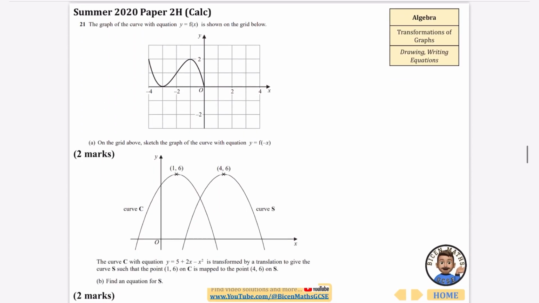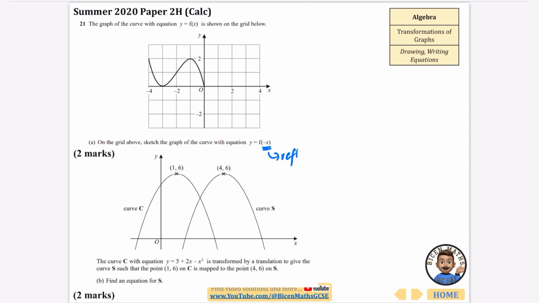Okay, on to the summer 2020 paper. It says the graph of the curve with equation y equals f of x is shown on the grid below. On the grid above, sketch the graph of the curve with equation y equals f of minus x. So again, it's that same thing of talking about it being a reflection in the y-axis. In other words, all of the x coordinates are negating. So this point here is going to move to here, so we can tell it's going to start doing that kind of journey. It's then going to cross through this point, which is over here, and it's going to come down like that. It's then going to bump here and come back up to the top. So we can see we've got a reflection of that line in the y-axis.